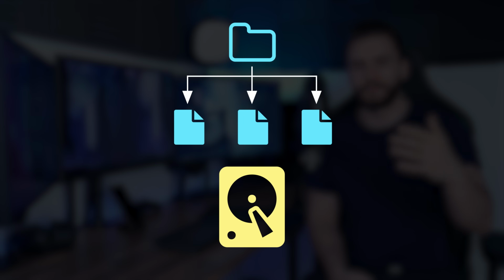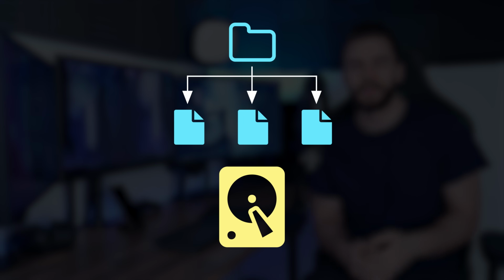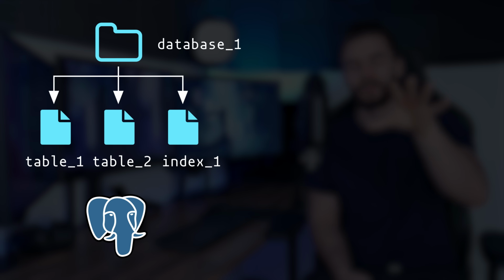Let's start with the basics. How are we going to store our database on the file system? Because there are multiple approaches. The most logical approach, I guess, is what Postgres does. They basically store every table and index in a separate file, and then they have one directory for each database. So they keep everything organized that way.